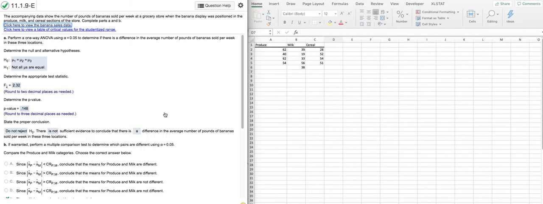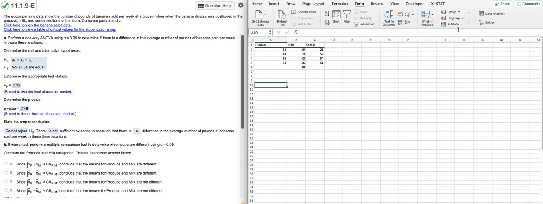The first question is asking what the null and the alternative hypotheses are. Hopefully by now, doing a few of these, you've got it down: the null is that the means are always equal, and the alternative is that the means are not equal, or that at least one of them in the group is not equal. All right, so we need to determine the F statistic as well as the p-value.